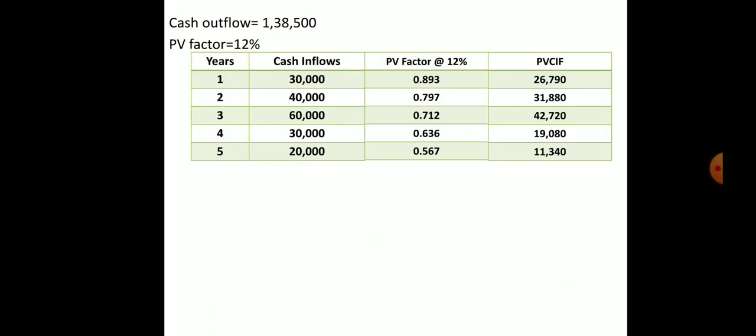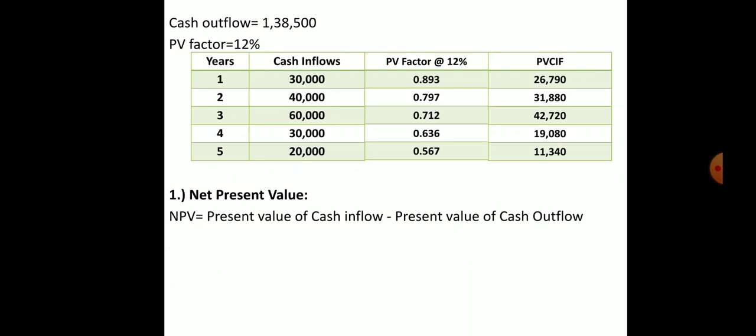So it's clear, students? Next, these are the information we have calculated: cash inflows and the present value of cash inflows, for all years. From this, the first method we have to calculate is net present value. So what is the formula? Present value of cash inflow minus present value of cash outflow.